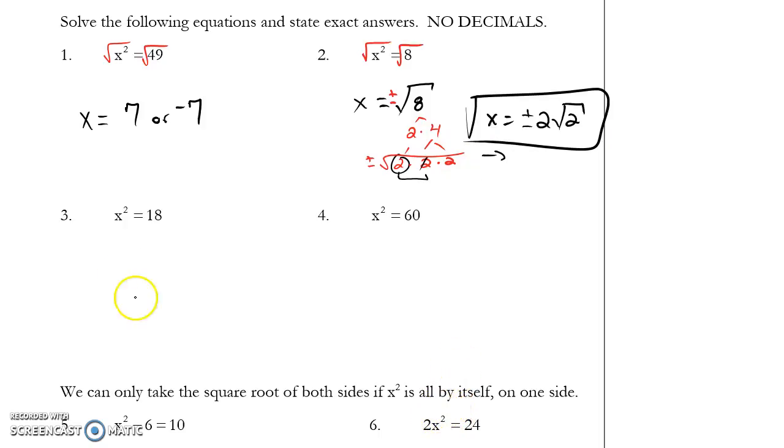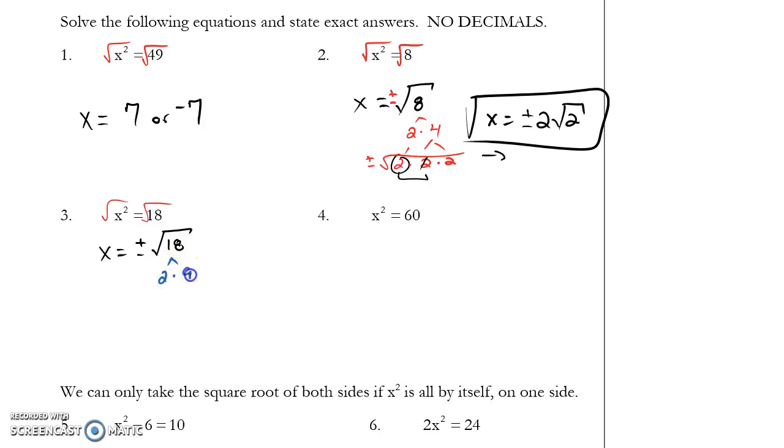I'll do one more with you. Square root both sides. Square root of x squared is x. I square rooted this side, so I have positive negative. 18 is not a perfect square. That's when I have to simplify my square root.